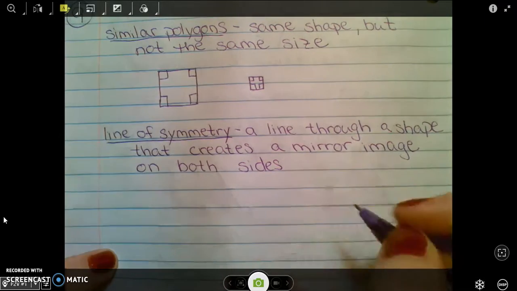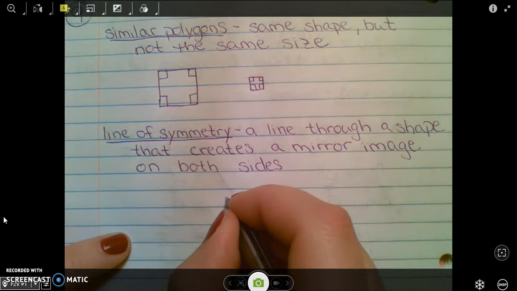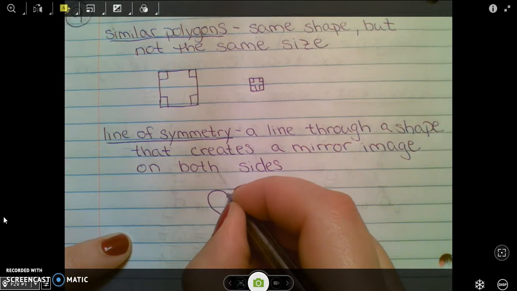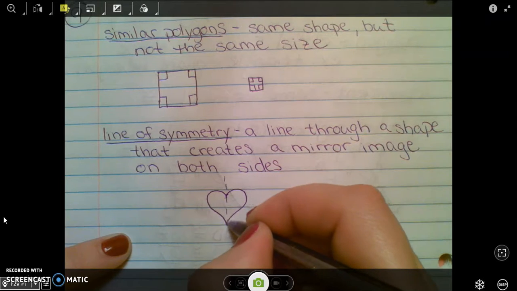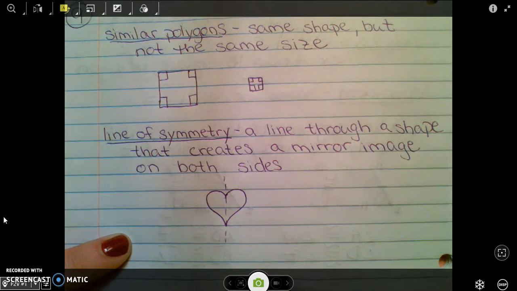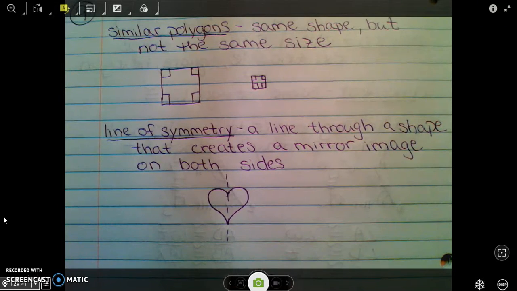So, for example, if I were to draw a heart, my line of symmetry would go down through the center here. I could not do one diagonally or horizontally, because then if I were to fold it along those lines, it would not be a mirror image.